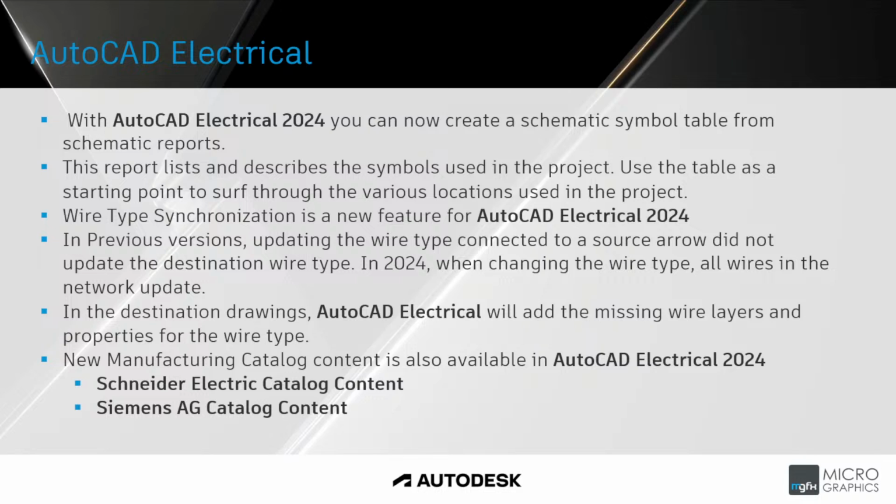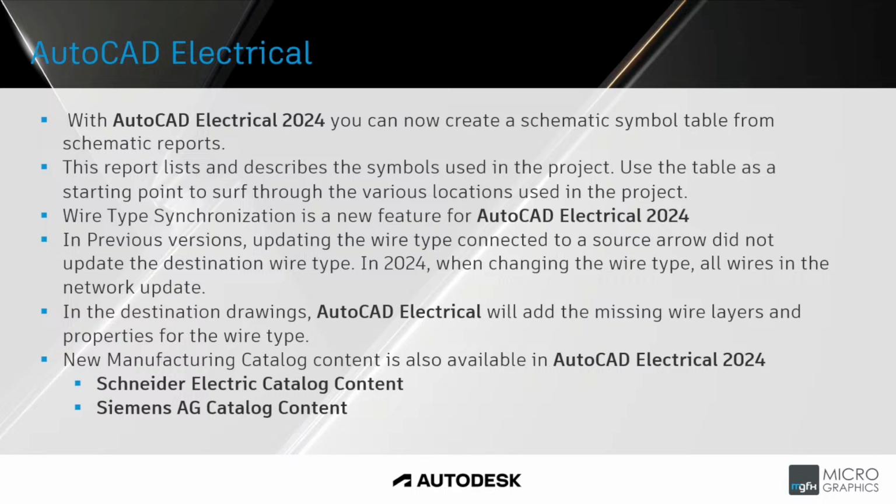With AutoCAD Electrical 2024, you can now create a schematic symbol table from schematic reports. This report lists and describes the symbols used in the project. Use the table as a starting point to surf through the various locations used in the project.